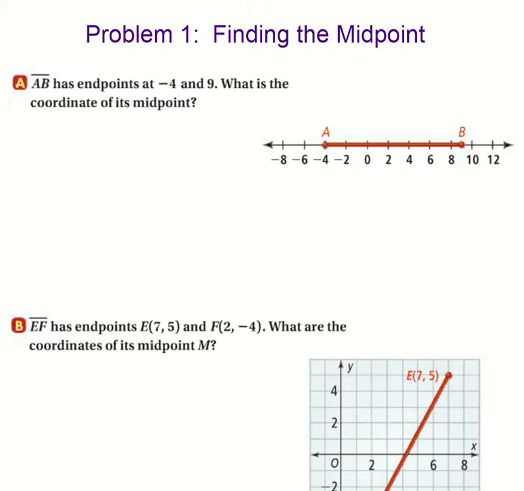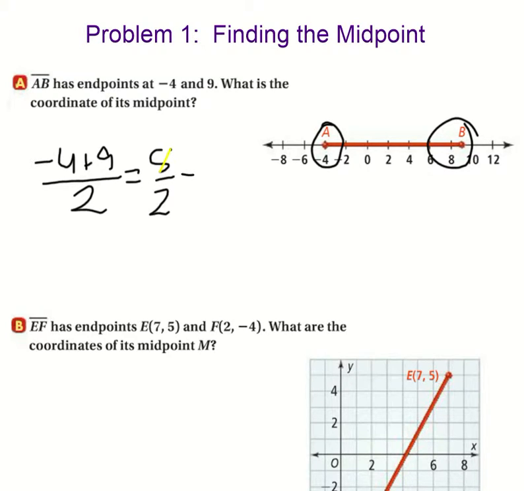We have a line segment AB and it has endpoints at -4 and 9. Remember, to find the coordinate of the midpoint, we add them together, so -4 plus 9, and we divide by 2. That gives us 5/2, which equals 2.5. So that's where our midpoint would be.